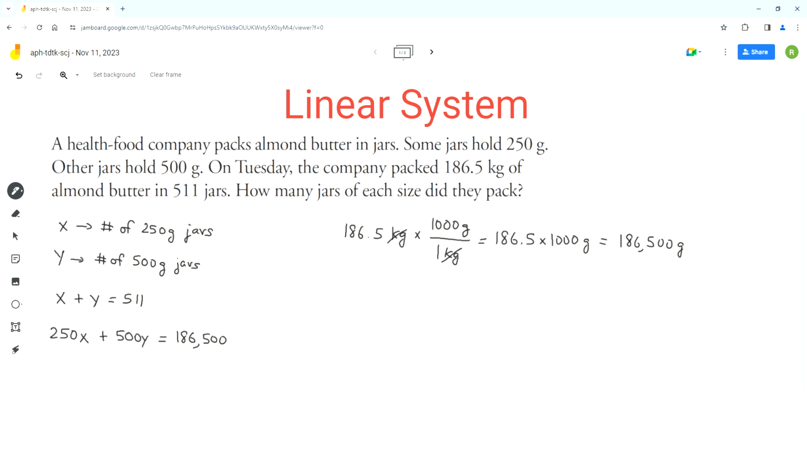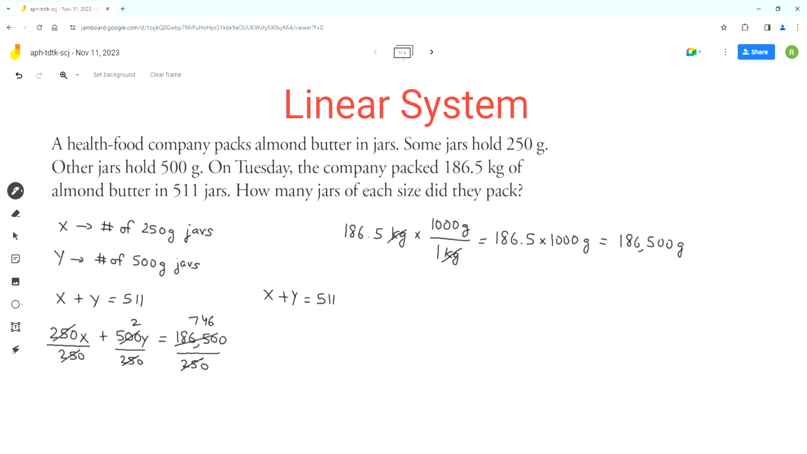Before we solve these equations, we should reduce the second equation by dividing each term by 250. If we do that, the 250s in the x term cancel each other out, and in the y term, 500 over 250 is equal to 2, and then 186,500 divided by 250 is equal to 746. So now we can rewrite our equations. We get x plus y equals 511. That's the first equation.